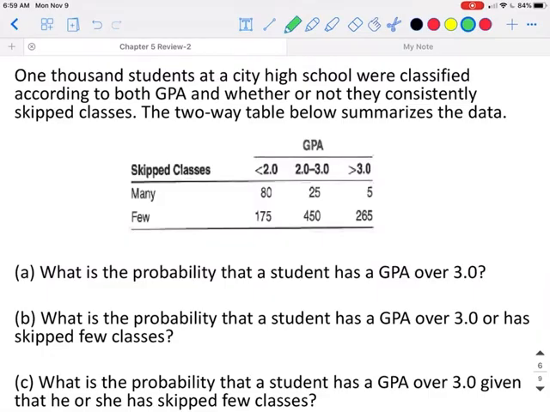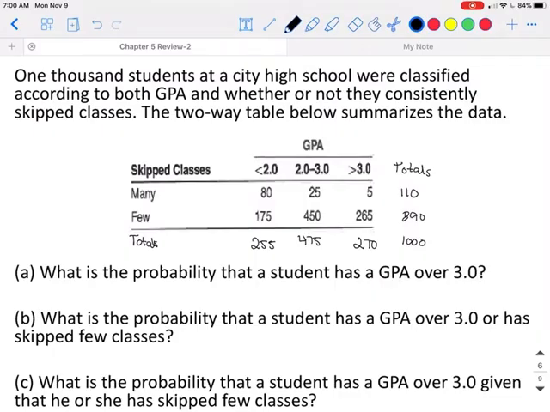1,000 students at a city high school were classified according to their GPA and whether or not they consistently skipped classes. The two-way table below summarizes the data. So the first thing we need to do before we answer any of this is to create a totals row and a totals column. This will make our calculations much easier.